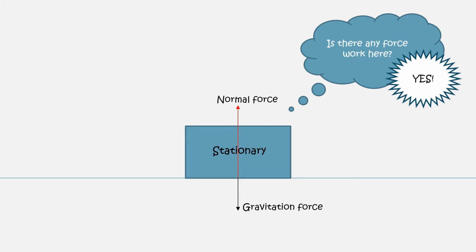Because the gravitation and the normal force is equal, so the two forces are balanced, with the net force equal to 0. Therefore, even objects that are at rest actually have a force, but because net force is equal to 0, no change in velocity is generated. An object will result in a change in velocity if its net force is not equal to 0.